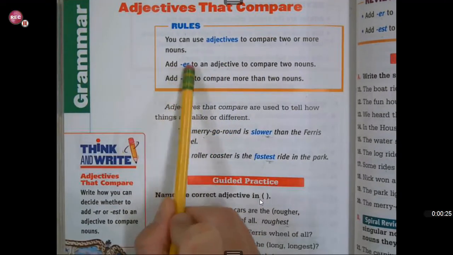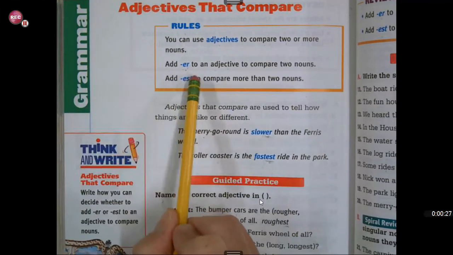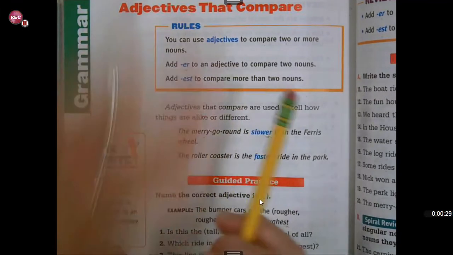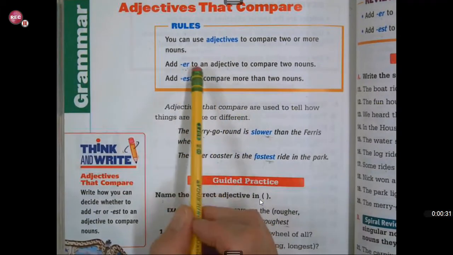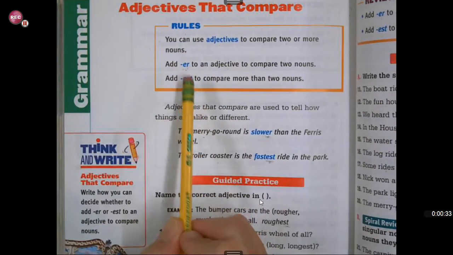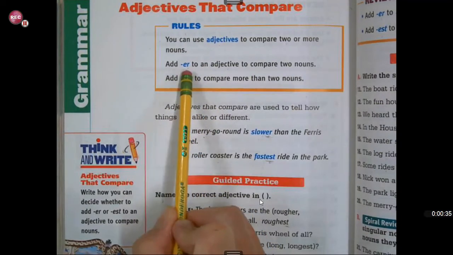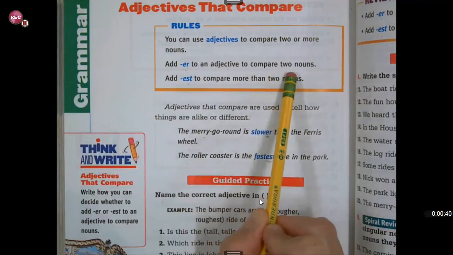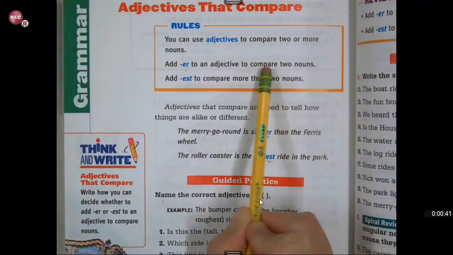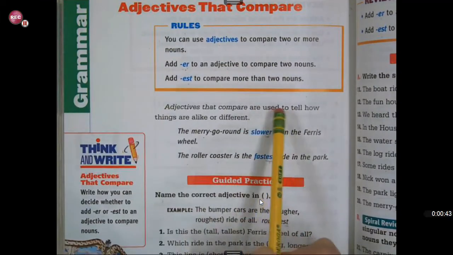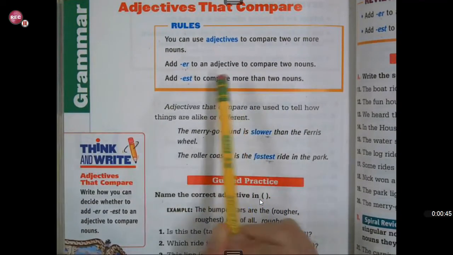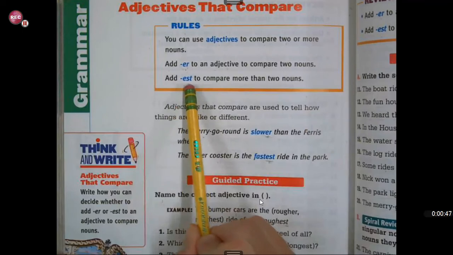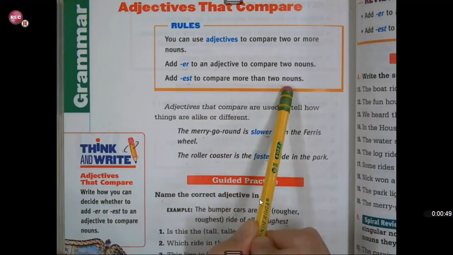The two suffixes that we're going to add to the end of adjectives today are going to be ER and EST. So you would add ER to the end of an adjective when you're comparing two nouns. That means that when you are comparing, you're showing how things are alike or different. Then you add EST if you're comparing more than two nouns.